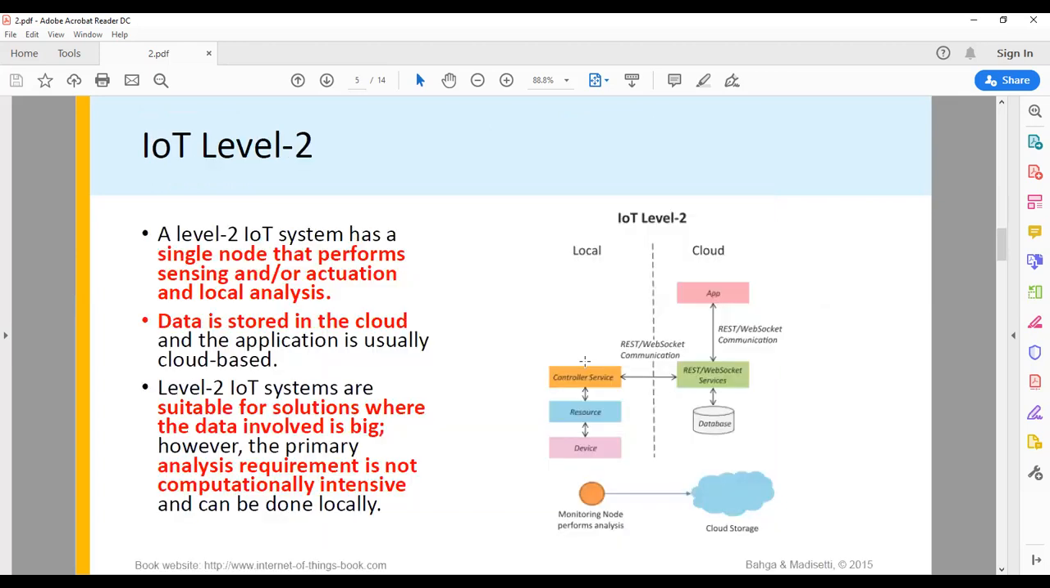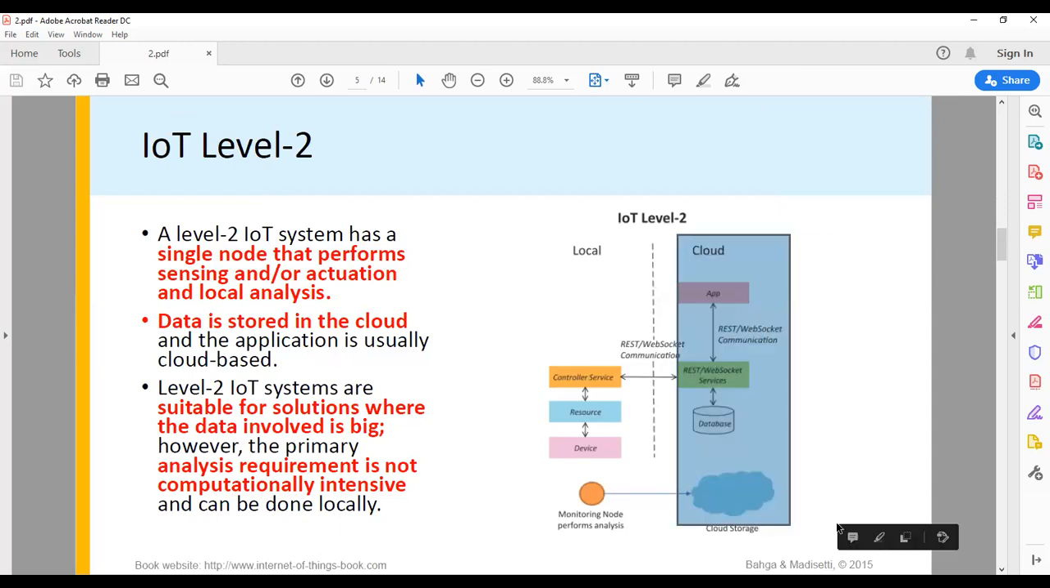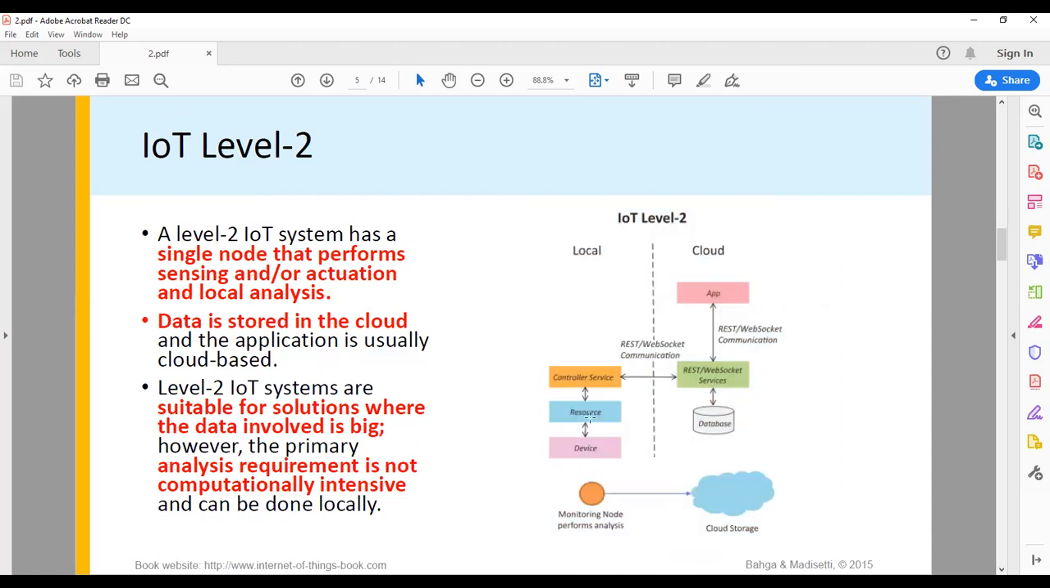Going to the next level, you can see there is a cloud part. As you have seen in level 1, the data storage and capacity requirement is less, so they prefer the local single node only. But when the data collection is huge, they prefer the cloud side for the deployment. You can see all these components remain the same: device, resource, controller service, application, and the communication model, that is REST, WebSocket, then application.